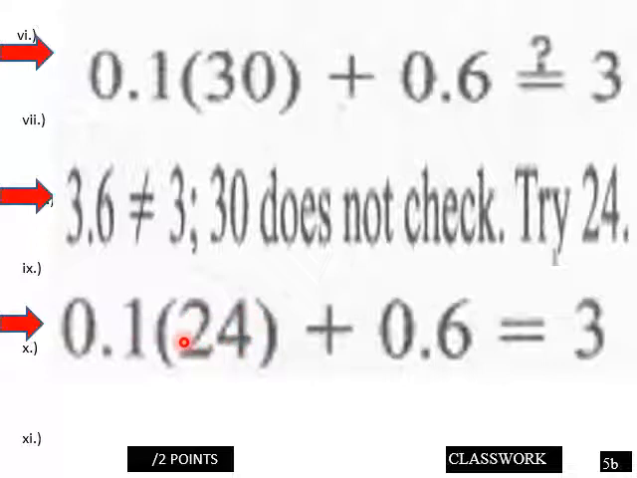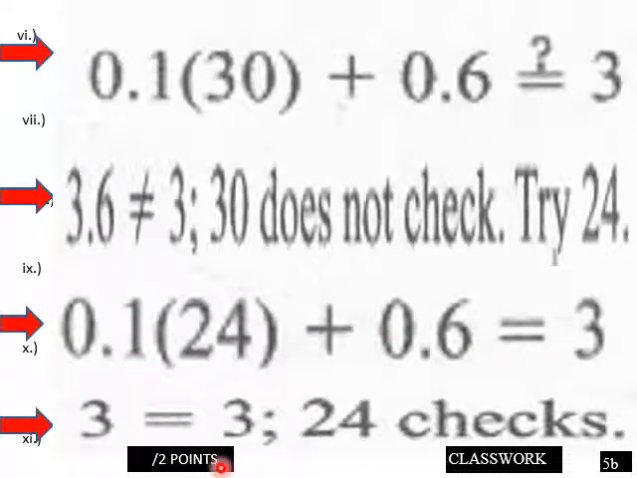0.1 times 24 plus 0.6. Now that does equal 3. So 24 times 0.1 would equal 3. 3 equals 3, 24 checks. So that'd be a problem-solving kind of plan.